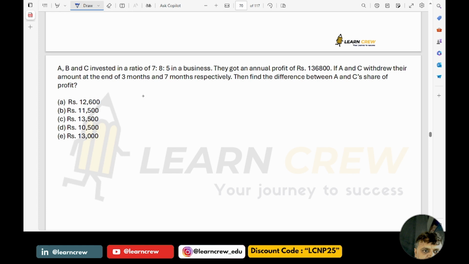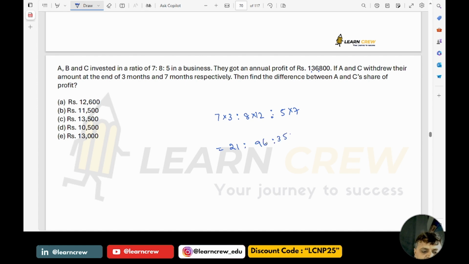Next, A, B, C invested in the ratio 7:8:5 in a business. They got an annual profit of 1,36,800. If A and C withdrew their capital at the end of 3 months and 7 months respectively, then find the difference between A and C shares. So A invested 7 for 3 months, B 8 for 12 months, C 5 for 7 months. So now from this you will get 21 is to 96 is to 35.